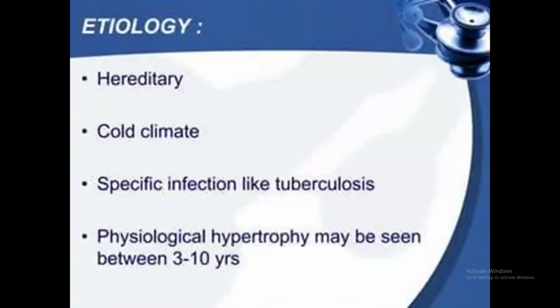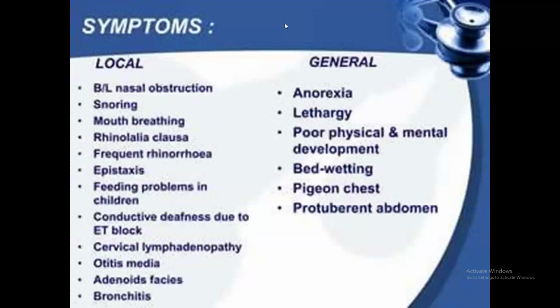Then what are the common causes behind enlargement of these adenoids? First and foremost is heredity, then excessive cold climate, then specific infection like tuberculosis. Then there is physiological hypertrophy, which may be seen at the age of 3 to 10 years. I will repeat: hereditary, cold climate, specific infection like tuberculosis, and physiological hypertrophy seen up to 3 to 10 years.